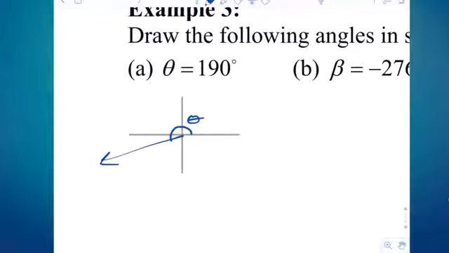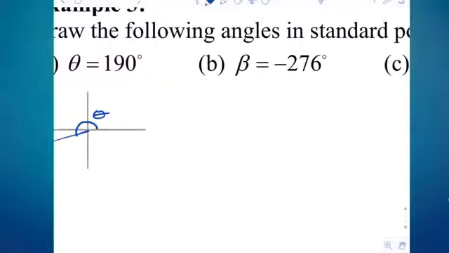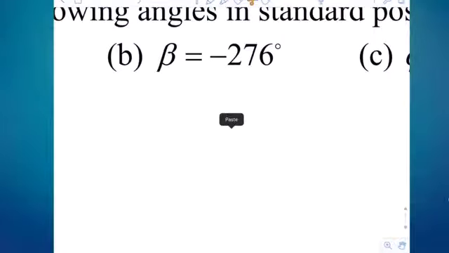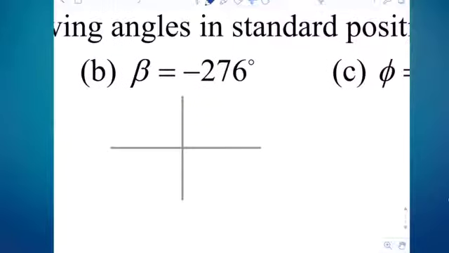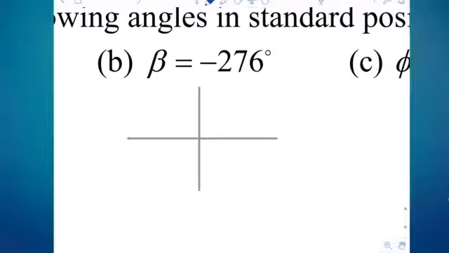Letter B, negative 276. So let me just paste my little x and y axes in there. This one is going to be clockwise or counterclockwise? Clockwise. Now 276, let's see, there's negative 90, negative 180, negative 270. Again, it's helpful to know where your angles are. And we're only 6 degrees past that, so it's just a smidgen past there. And we will draw the terminal ray, which should have an arrow on it. And then we'll label that as beta. And you're good.